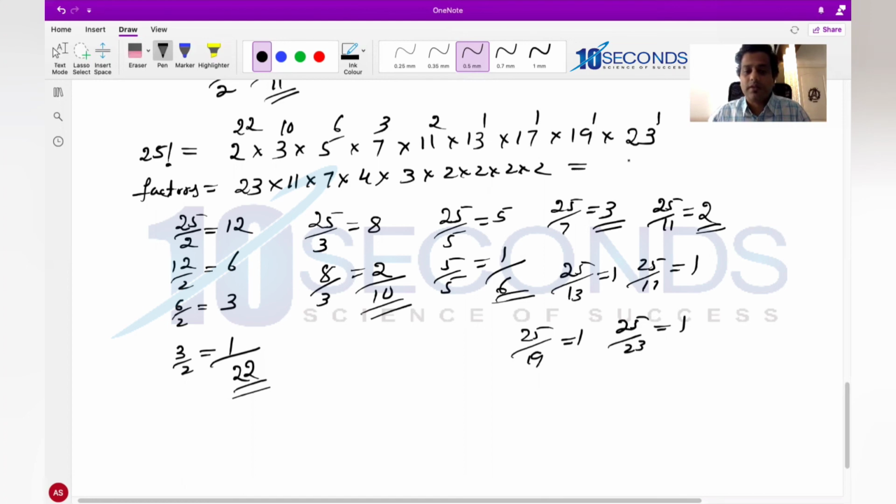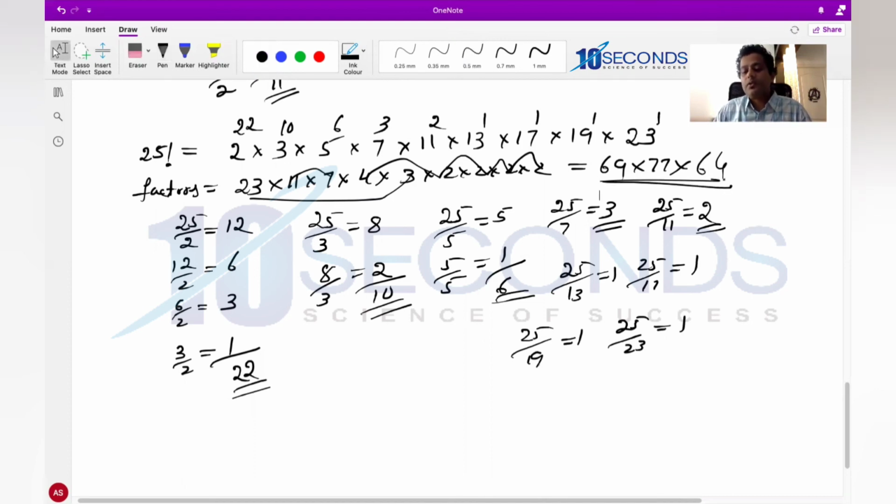23 into 3, so 69. 11 into 7, so 77. Next, 4 into 2 into 2 into 2, 64. So 69 into 77 into 64. Okay, that is the number of factors of 25 factorial.